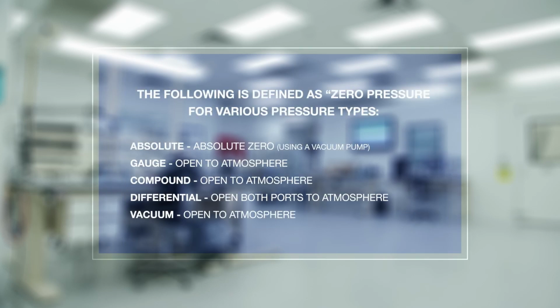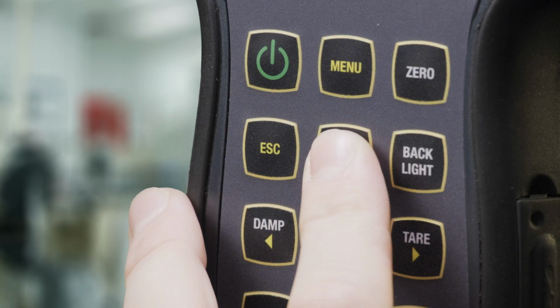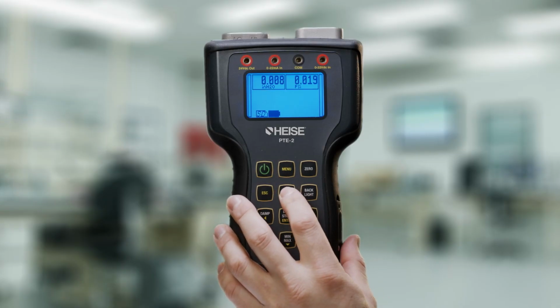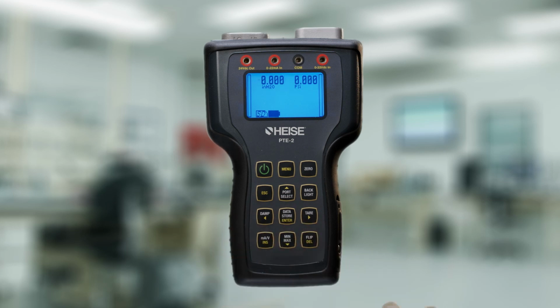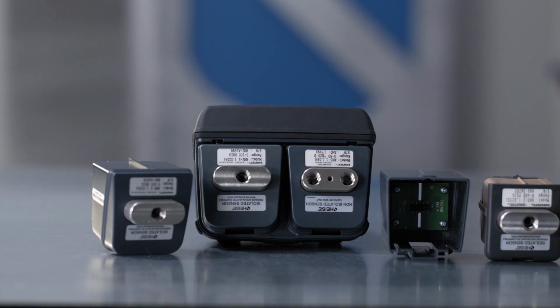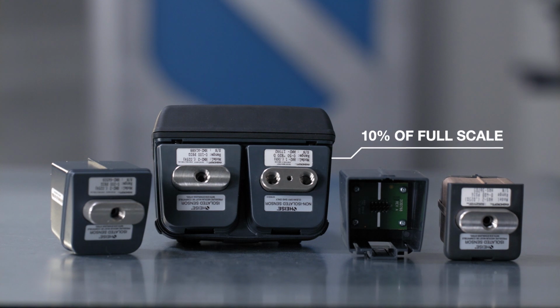The zero function is used to remove the zero offset up to 10% of full scale range when zero pressure is applied. Press the zero key and use the port select key to select the appropriate channels. Press enter to zero the selected modules or press escape to cancel and return to measurement mode. A pressure module must be installed in the HHC base unit to be zeroed, and it should be within 10% of full scale of its factory programmed zero.